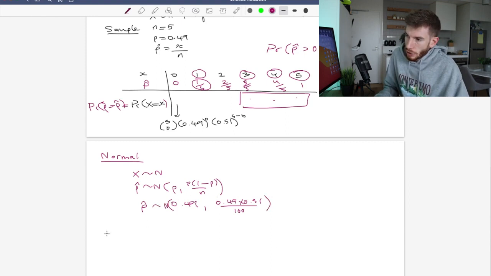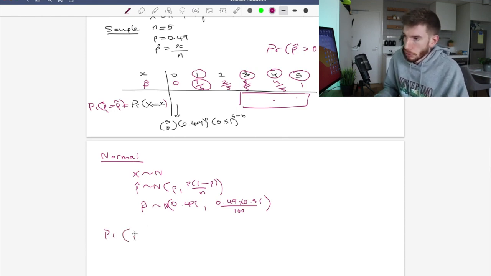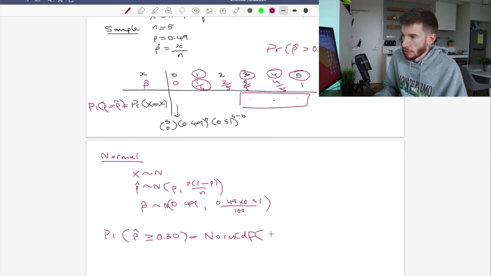And so now if we're asked what's the probability that say 30% of our sample has type O blood, or 30% or more, then that would be the probability that p hat is greater than or equal to 0.3. And we can do that. So we can just use the norm CDF function. We'd put in our limits. So our lower bound would be 0.3. Our upper bound would be 1, because that's the highest that p hat can go.